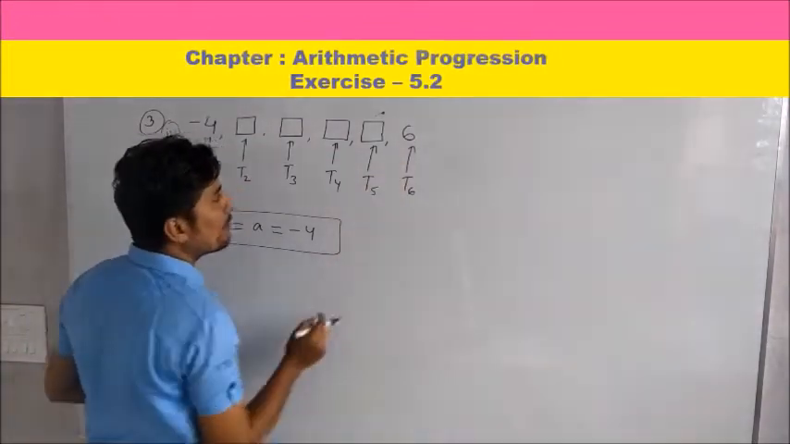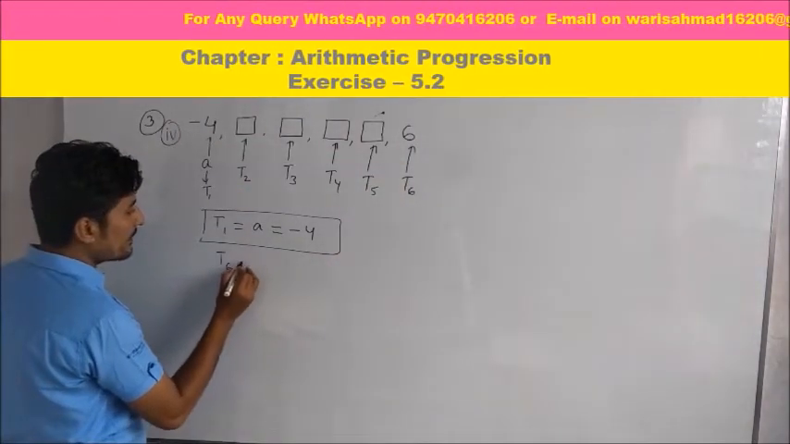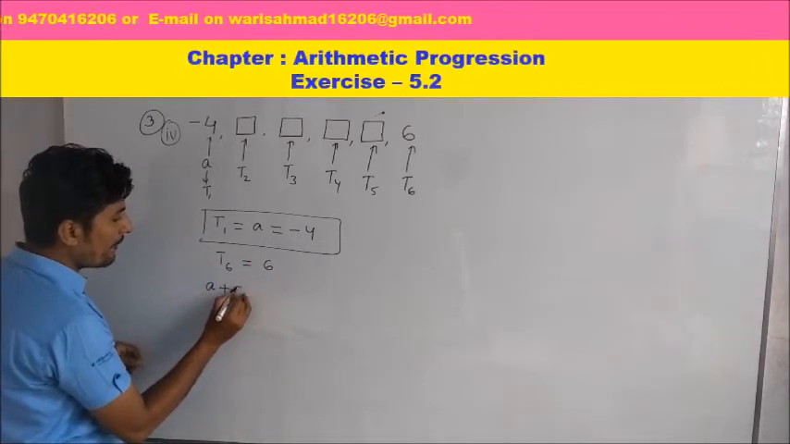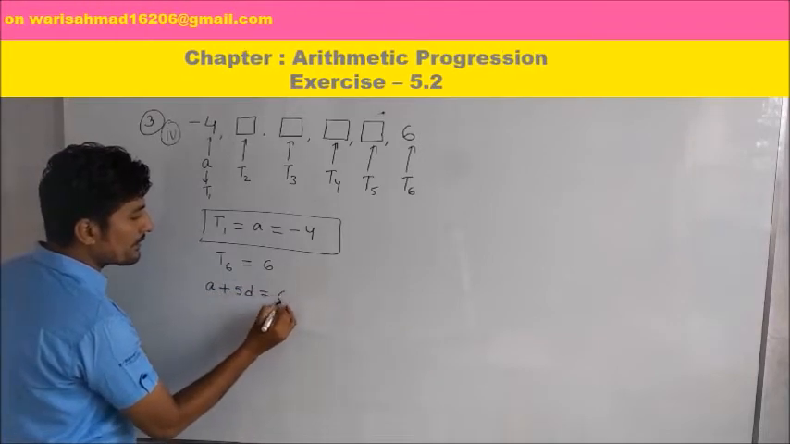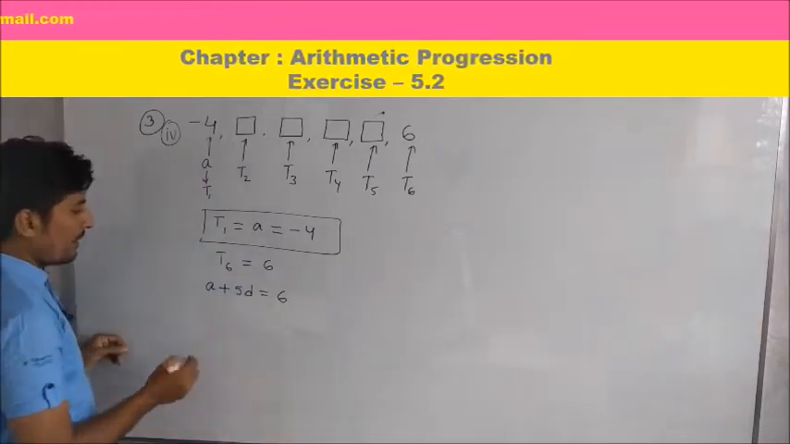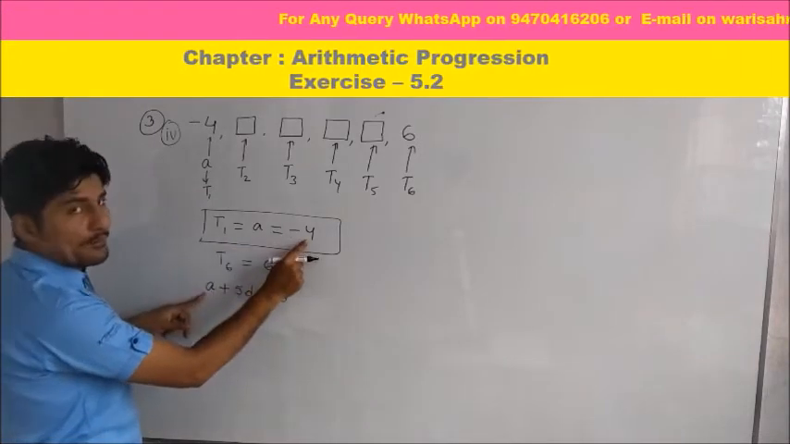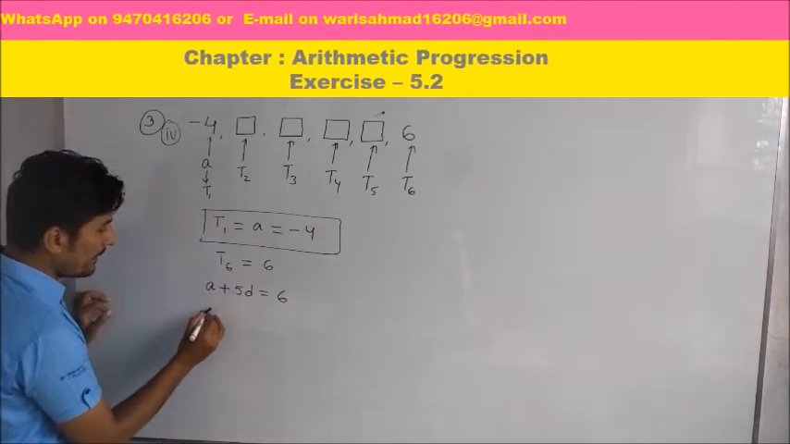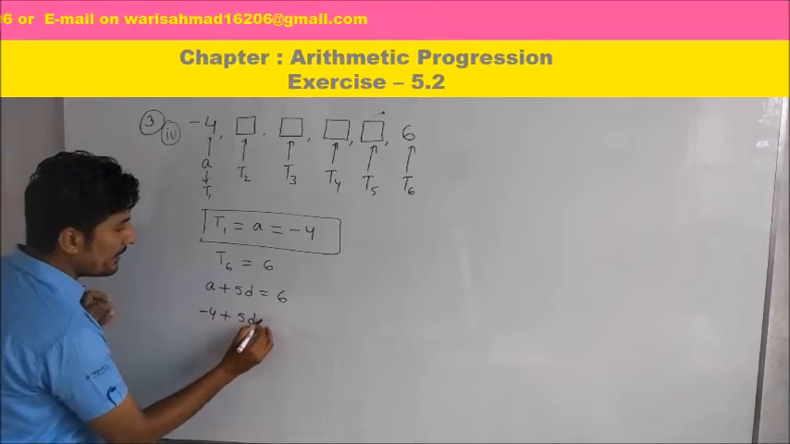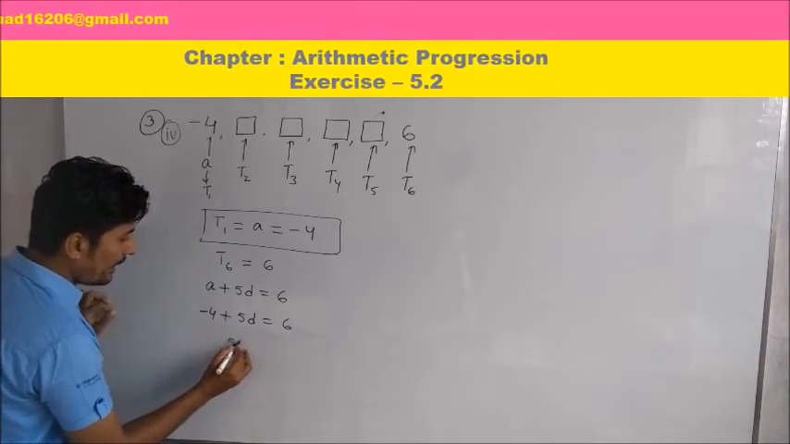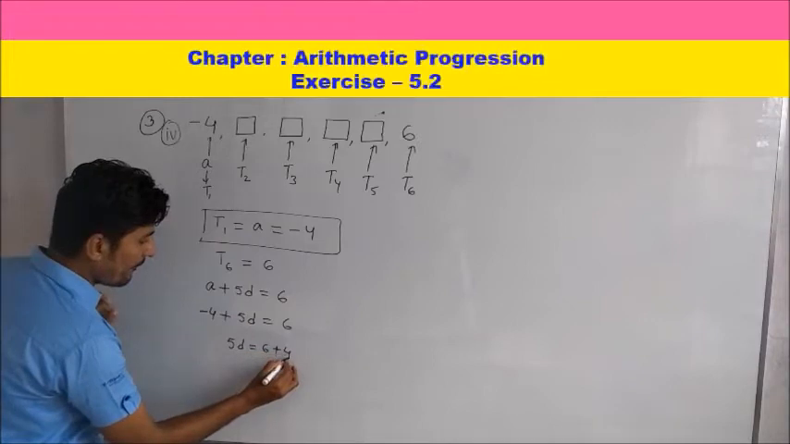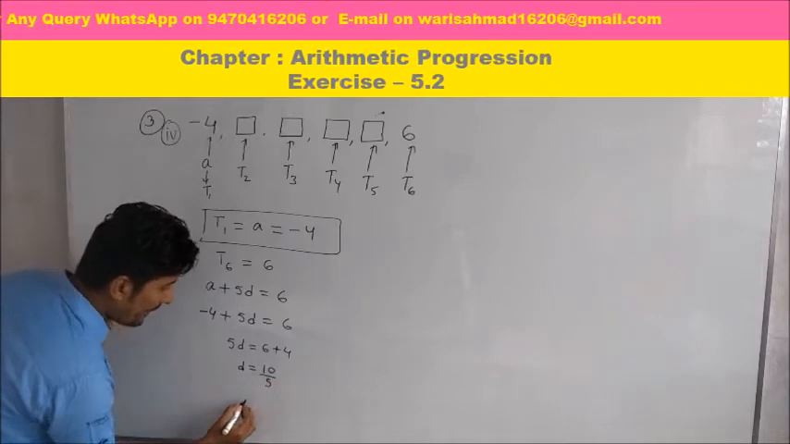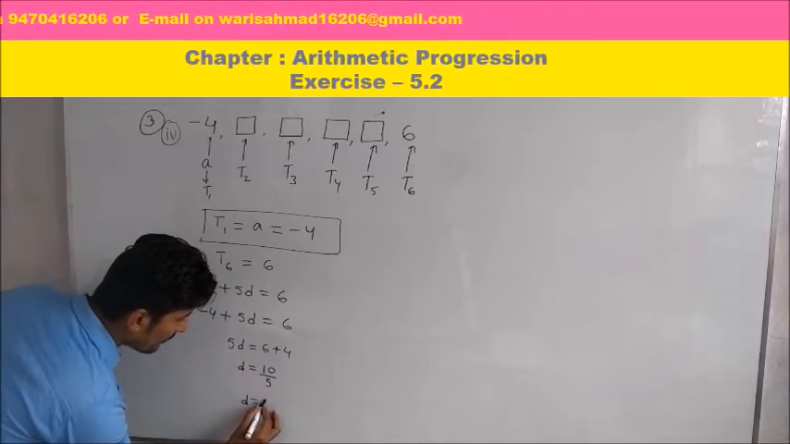After that, T6 equals 6. So we can write here T6 equals 6. As we know, T6 is equal to A plus 5D, which is equal to 6. On the place of A, we can place minus 4, because the value of A we have is minus 4. So we put minus 4 plus 5D is equal to 6. So 5D is equal to 6 plus 4, and D is equal to 10 upon 5, and finally we have the value of D equal to 2.